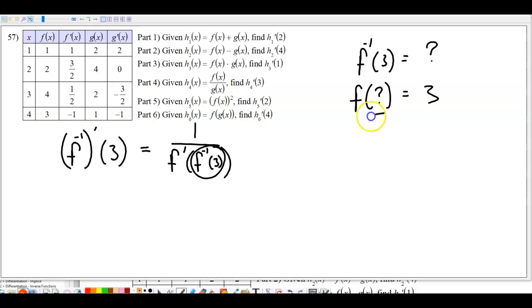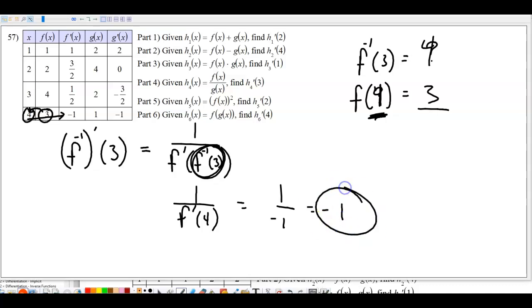So I want to know what value of x has an f value of 3. So which of these x values has an f value of 3? Well, f has a value of 3 right here, and so the x value that goes there would be a 4. So that means this is a 4, which means this is a 4, which means this is a 4. And so we have 1 over f prime of 4. Now, using our table once again, I want to find where x equals 4, and I want to find what f prime is at that point. So, x equals 4 right here, and f prime is negative 1. So I have 1 over negative 1, which is negative 1.